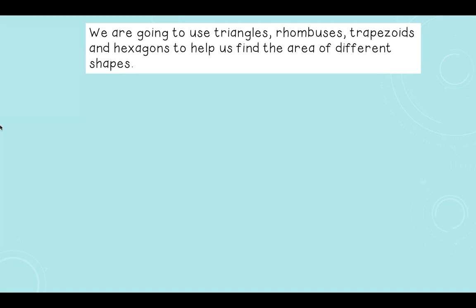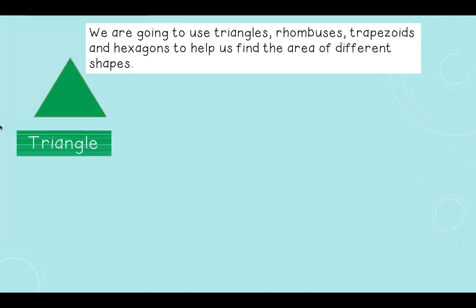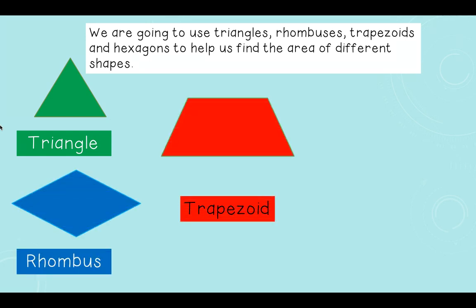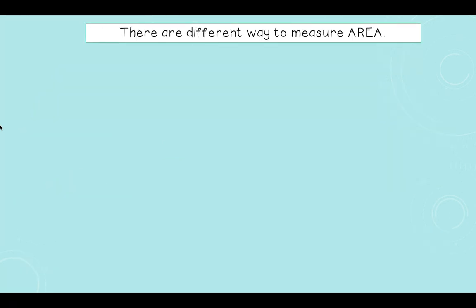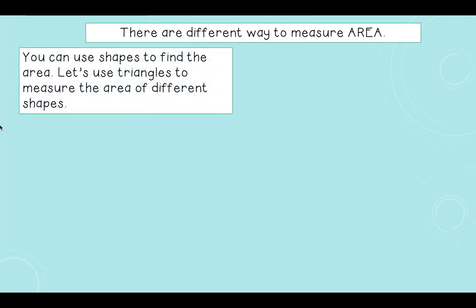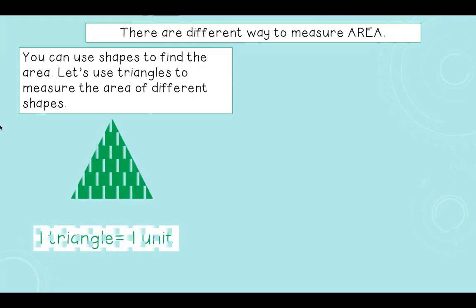So we are going to be using triangles, rhombuses, trapezoids, and hexagons to help us find the area of different shapes. On the last page, we used squares, but now we're going to use these two-dimensional shapes when we measure. So there are different ways to measure area. You can use shapes to find the area. Let's use triangles to measure the area of different shapes.